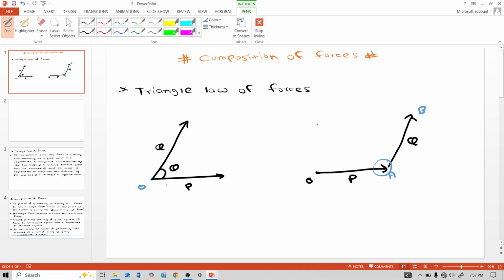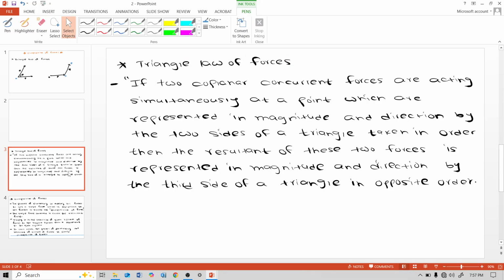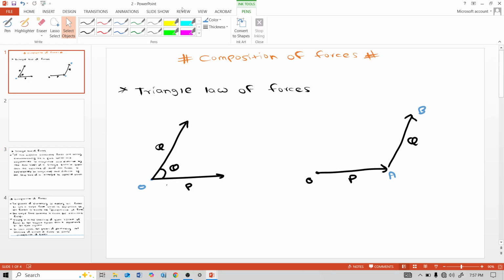Here it is head of P force. So at head of P force, Q force tail is acting. So that means these are acting simultaneously at a point. These are taken in order. So taken in order, that means like that. See, this is tail of this P force and this is head of this P force. And this is Q force. Q force tail is acting at head of that point P, like that. So those are in order.